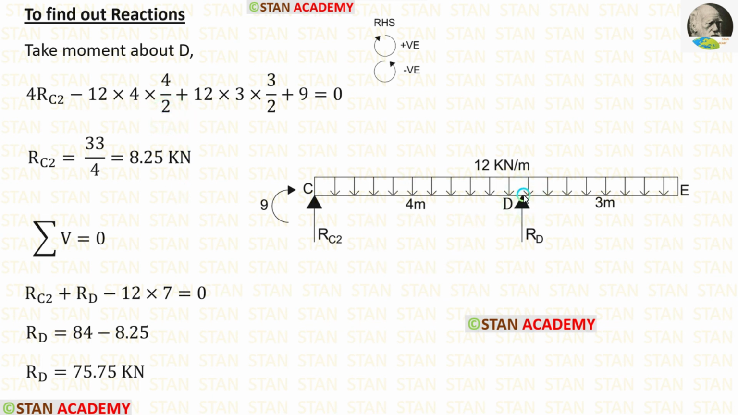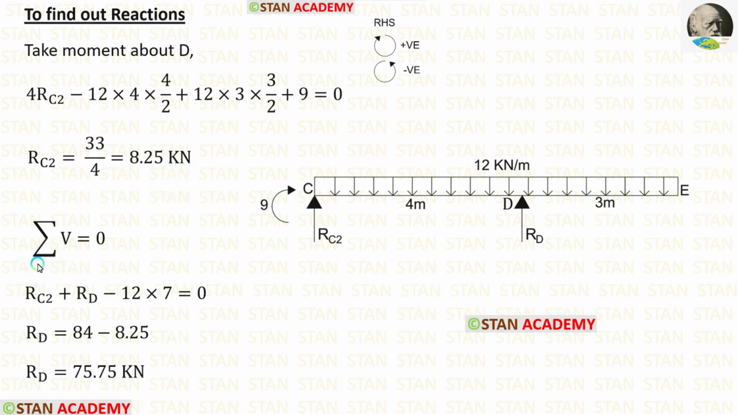Now let us take the UDL in the overhanging DE. It is acting towards the point D in the clockwise direction, so it will be positive and the distance is 3. So 12 into 3 into 3 upon 2. Then we have a moment which is acting in the clockwise direction, so it will be positive. Finally, we are getting RC2, which is equal to 8.25 kN.